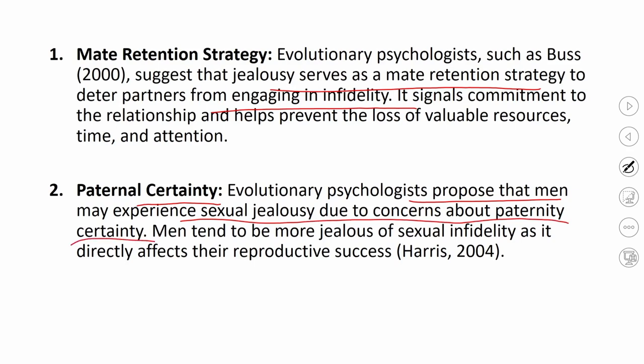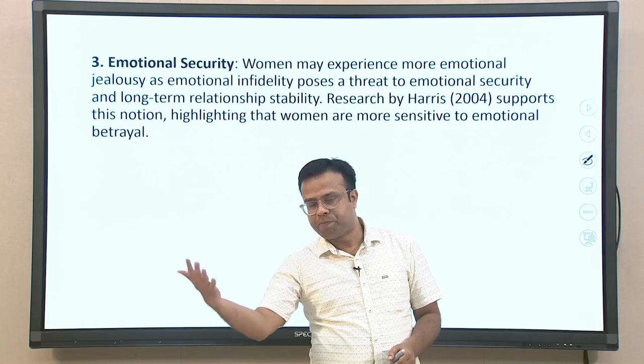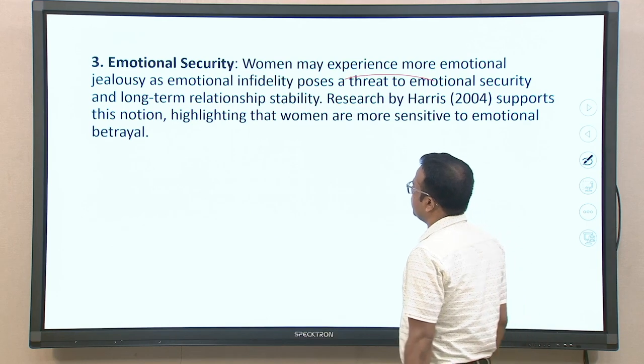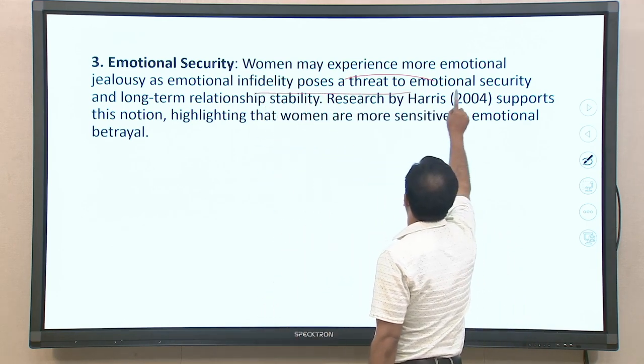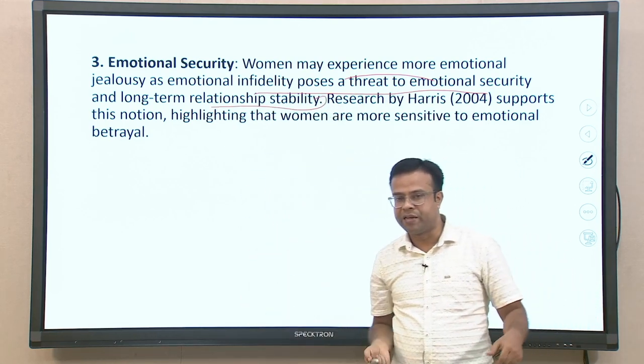So, generally there is a difference between male and female in terms of the underlying cause of jealousy as an emotion. For male, it could be more of a sexual jealousy in terms of romantic relationships. Men tend to be more jealous of sexual infidelity as it directly affects their reproductive success. So, this is a more male-oriented concern from the evolutionary perspective. From the female part, it is more of an emotional security perspective. A woman may experience more emotional jealousy as emotional infidelity poses a threat to emotional security and long-term relationship stability. That is more of a concern for females.